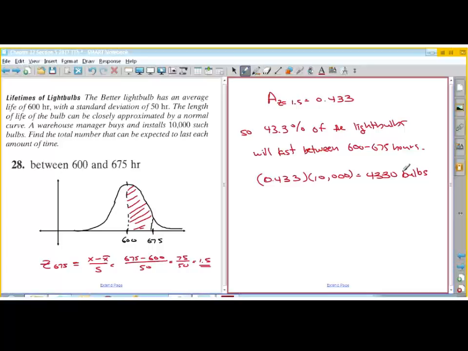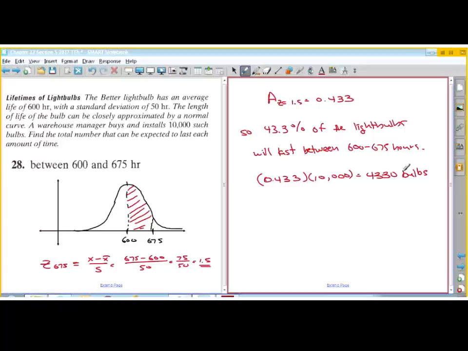And you know, with 10,000 light bulbs, that's a lot of light bulbs. So you're probably going to be pretty close to that. If you had 10 light bulbs, you might have 6, or the probability of having results away from this normal curve is going to be greater.